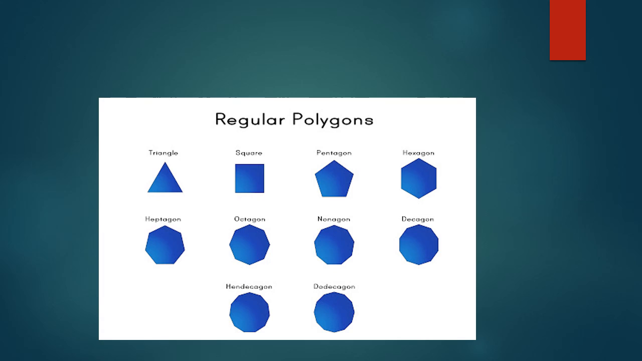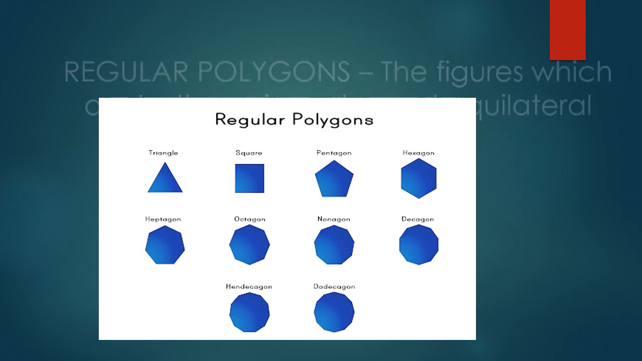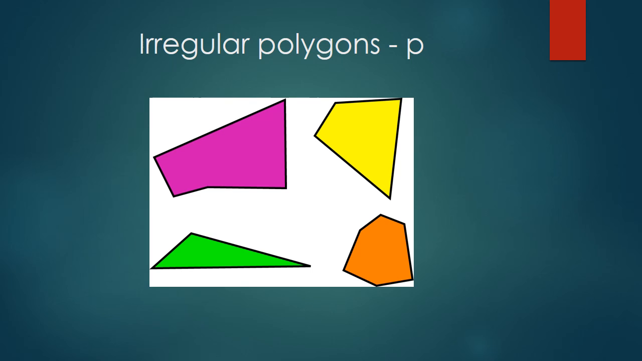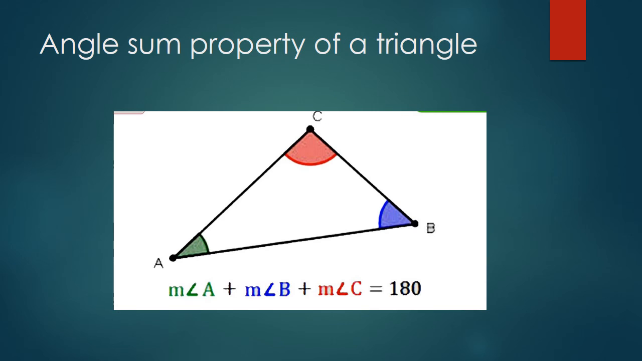Then next is the regular polygon. In a regular polygon, we have polygons which are equiangular and equilateral. So these are called regular polygons. Moving on to irregular polygons. In irregular polygons, we have polygons that are not regular. So they are called irregular polygons.